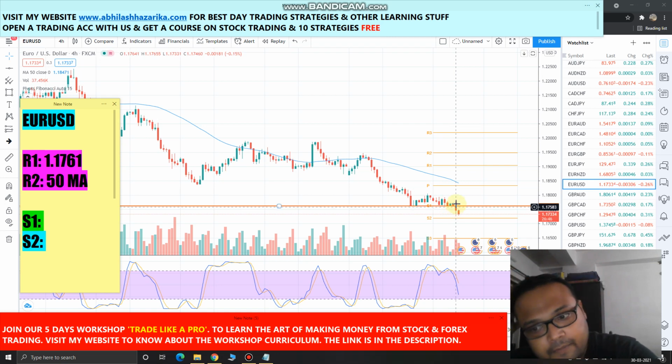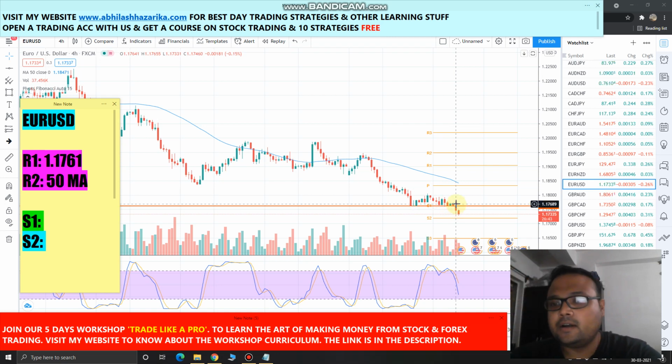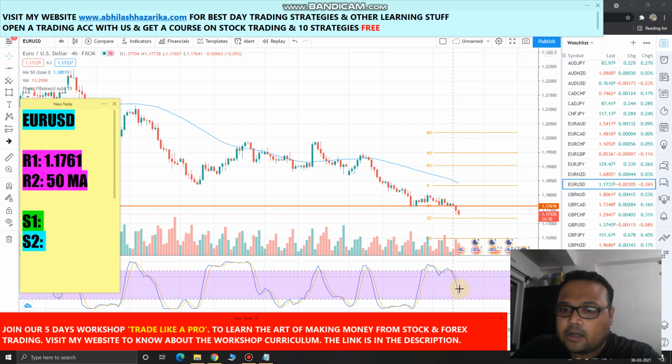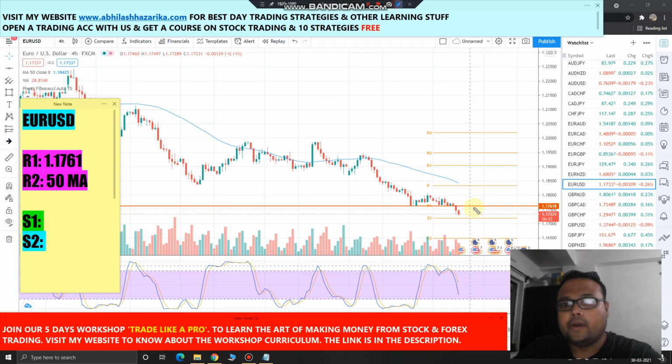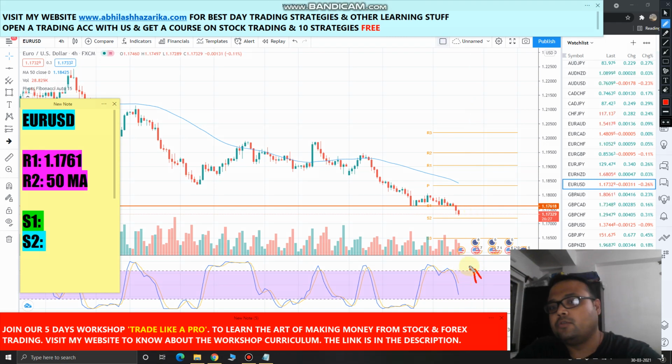Because see, I already recommended yesterday that you can easily enter here just below this line. And if you have entered, then you are in a good profit. And if you're looking for an opportunity, then you'll have to wait for the stochastic RSI to come to the overbought level, and when it goes down again like this, then you can go for the sell order.